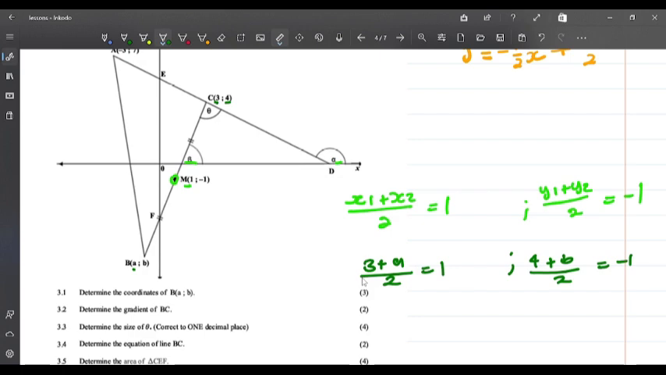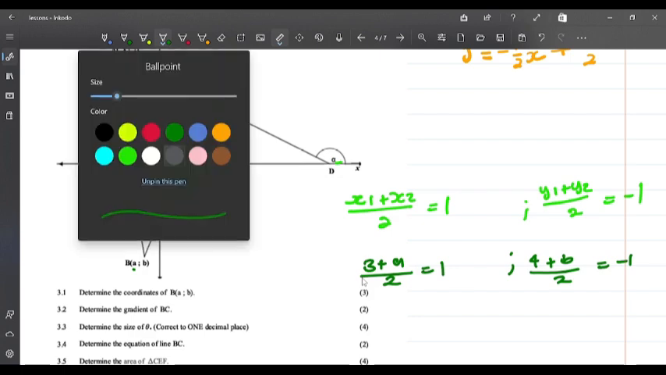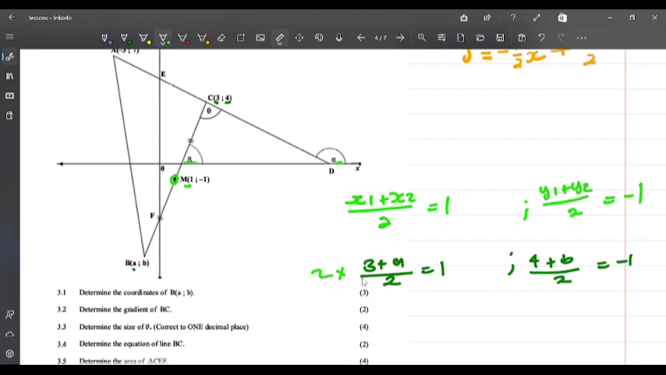Now, to get rid of this 2, we need to multiply on both sides. So I'm going to multiply both sides by 2 so that these 2 could cancel out. Similarly, I'm going to do the same on this side, multiply both sides by 2. As a result, here I'm going to be left with 3 plus a, this is equal to 2. On the other side, I'm going to be left with 4 plus b, this is equal to minus 2.